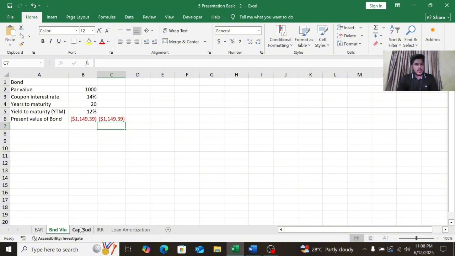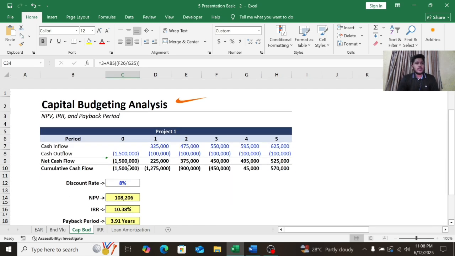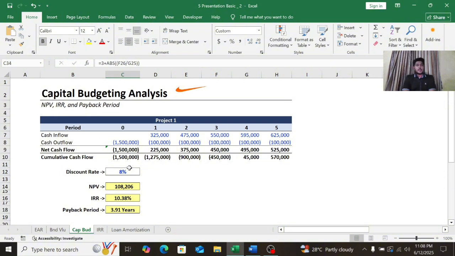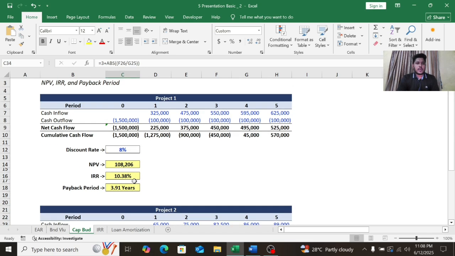It was easy to calculate the present value of the bond to compare with the market with this formula. Now it's capital budgeting. Capital budgeting is very important in business to take different long-term decisions, where to invest, where to finance. So we're going to learn how to calculate.